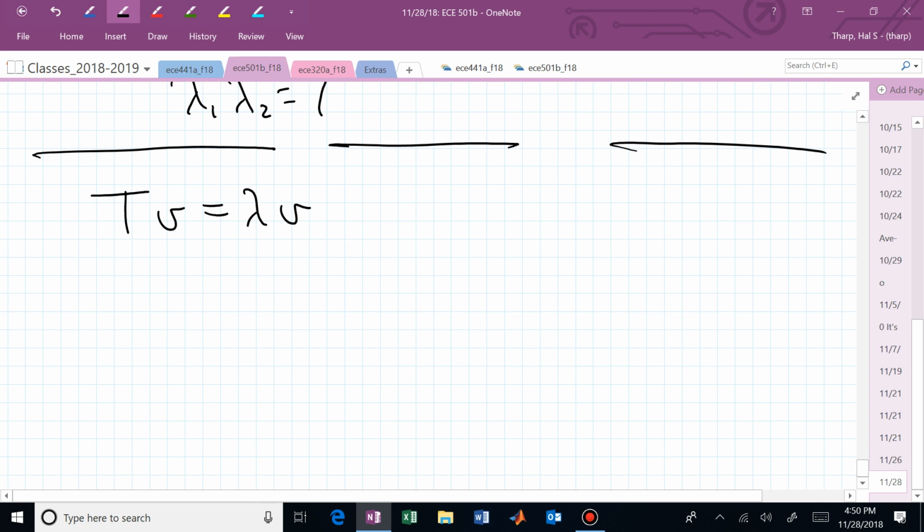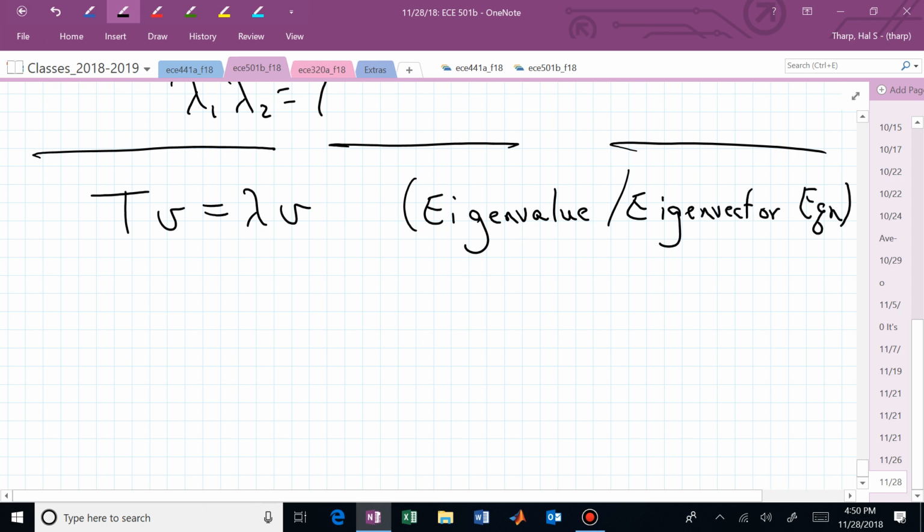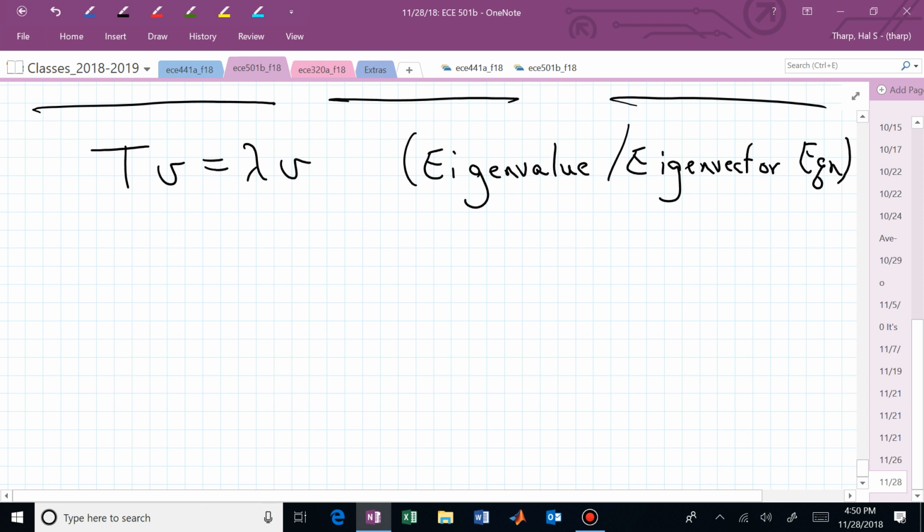You could use this, right? You could say Tv is equal to lambda v. This is our eigenvalue. That was the incorrect answer, by the way. Eigenvalue, eigenvector equation. But at this time in the semester, it was a pretty good answer.